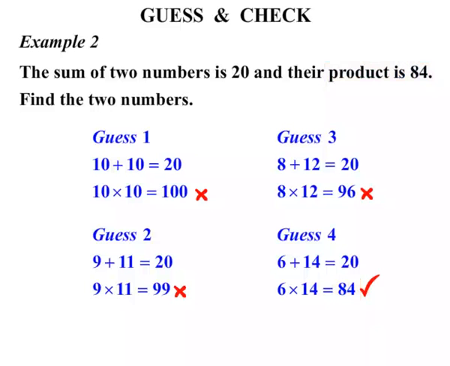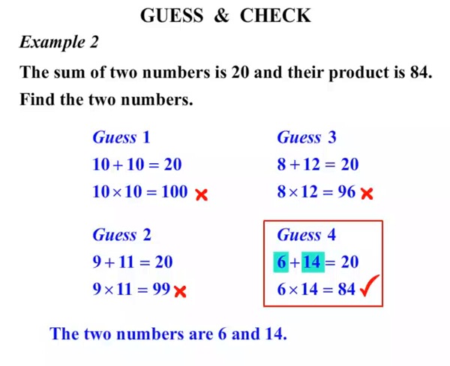And 84, yes, that's the one we wanted. So we've got the two numbers. Let's just put a little rectangle around that. That's our fourth guess was the one we got right. The two numbers are 6 and 14. Let's write that in. The two numbers are 6 and 14.